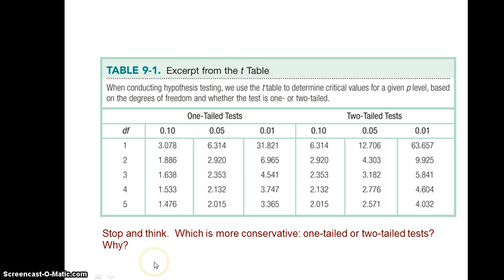So here's something for you to think about. Which do you think is more conservative, a one-tailed test or a two-tailed test? You might want to pause for a moment and consider which one you think it might be. Okay, so if you said that you believed a two-tailed test was more conservative, then you were right, because it's harder to reject the null hypothesis with a two-tailed test. You can see that for alpha equals 0.05, we have a greater critical value than when it's a one-tailed test.